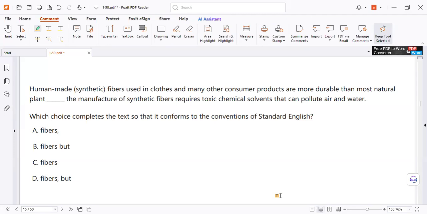Letter D. Letter D is correct, yes. We have two complete sentences. Can you tell me the subject of the first sentence? The subject in the first sentence.